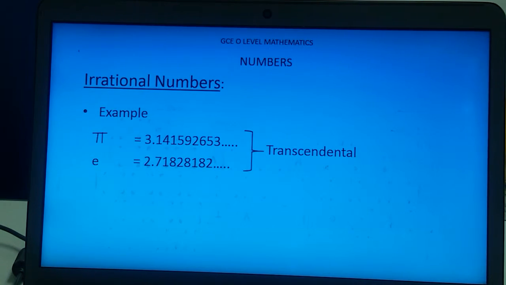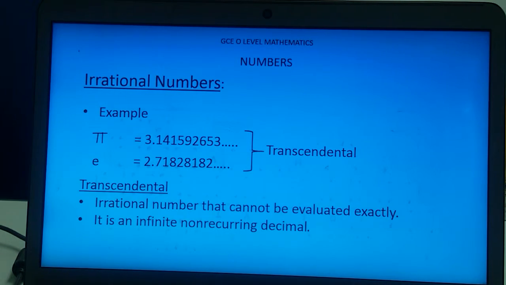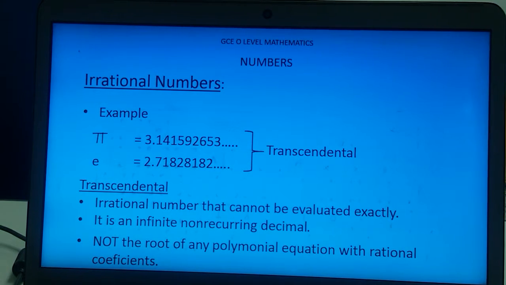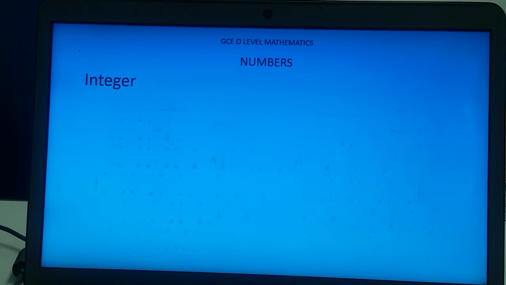The other kind is called transcendental, like pi and e. E is also known as Euler's number. It has the same characteristics: it cannot be evaluated exactly, and it has an infinite non-recurring decimal, meaning there's no end to the decimal point. The only difference is that it is not a root of any polynomial equation with rational coefficients. It means it's not the square root of anything.